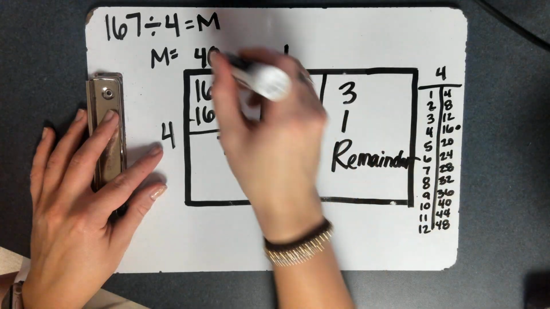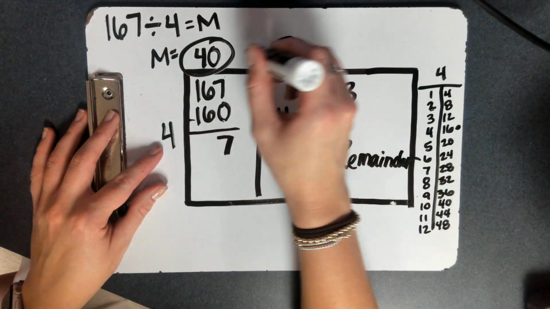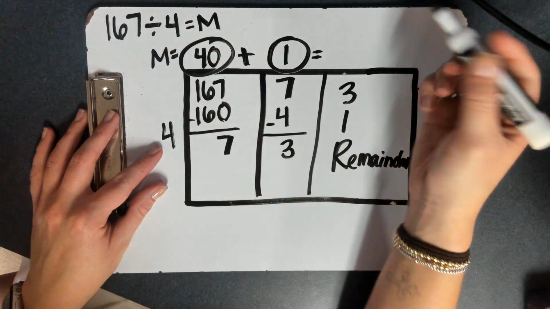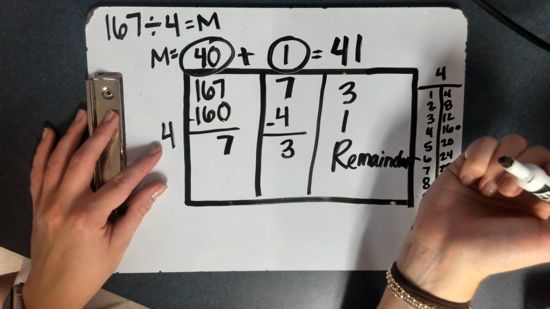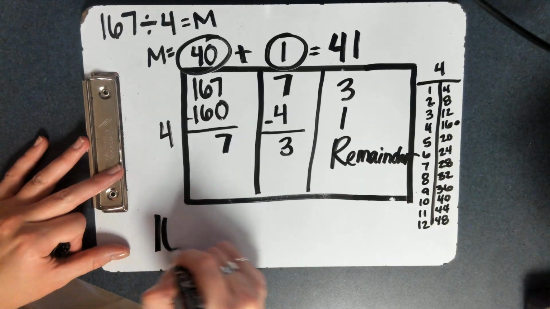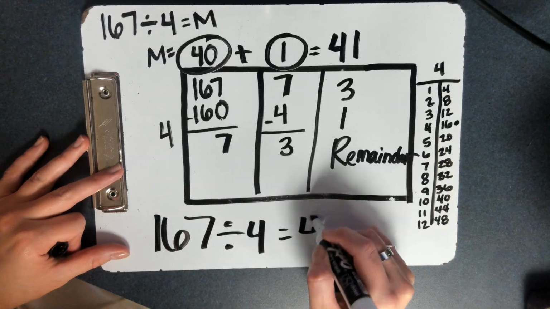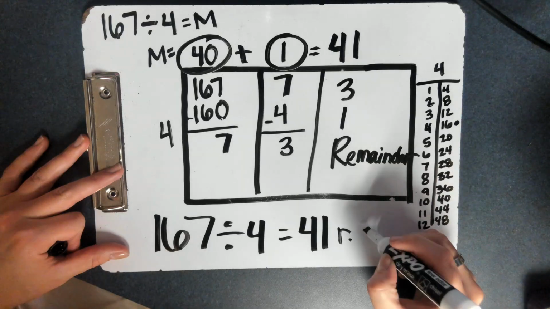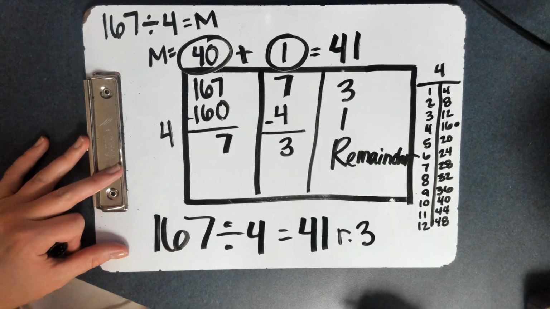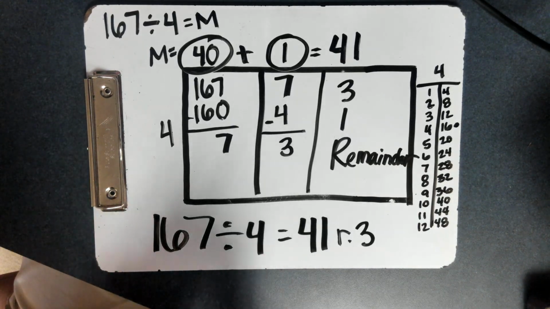And then I need to add these numbers along the top. These are my partial quotients, equals 41. So 167 divided by 4 equals 41, remainder 3.